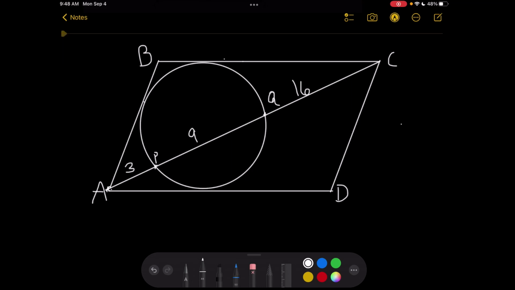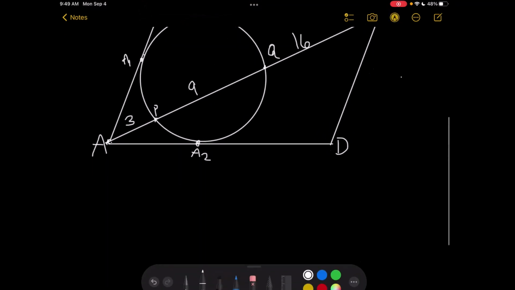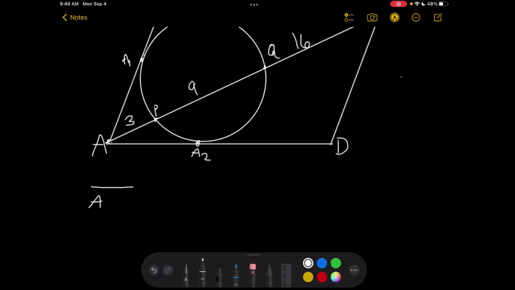So let's look at the point where the circle intersects side AB. We'll call that point A sub 1, and we'll call this point A sub 2. By power of a point, we know that segment A sub 1 is equal to A sub 2. So what are those two segments equal to?